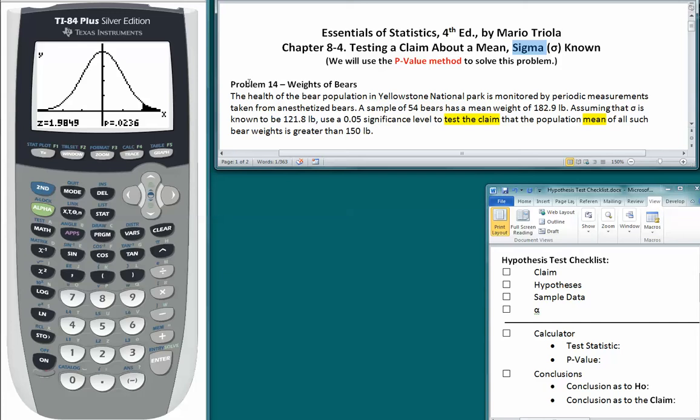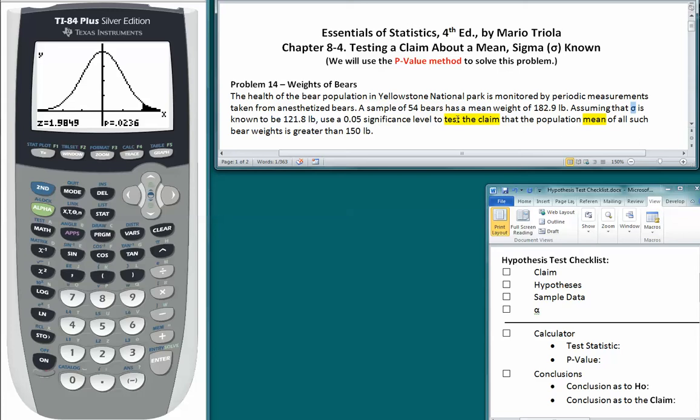Here's the problem, and this is out of the textbook. Problem 14, weights of bears. The health of the bear population in Yellowstone National Park is monitored by periodic measurements taken from anesthetized bears. That means the bears have been knocked out. A sample of 54 bears has a mean weight of 182.9 pounds. Assuming that sigma, and there's our sigma, is known to be 121.8 pounds, use a 0.05 significance level to test the claim that the population mean of all such bear weights is greater than 150 pounds.